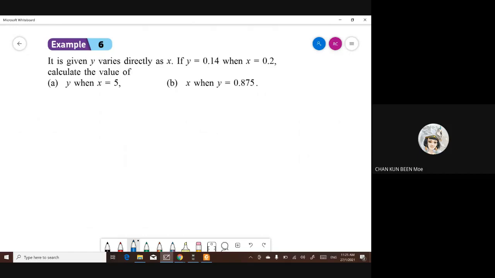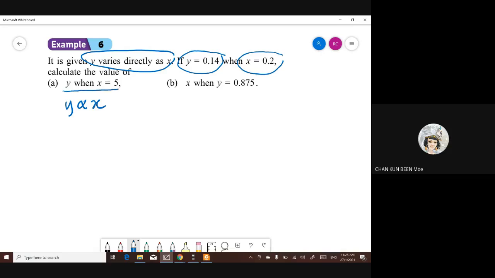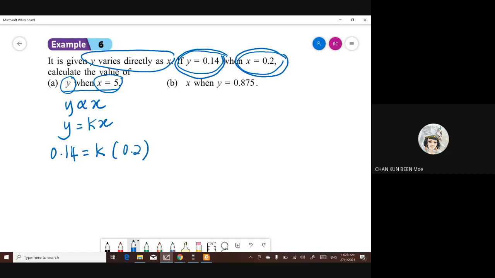It is given y varies directly as x. So straight away you can write down already y varies directly as x. If y equal to 0.14 when x equal to 0.2, calculate the value of y when x equal to 5. So now you are given a number for x. You have to find out y. Never mind, we do it slowly. Change it to the form of equation first. Y equal to kx. Hopefully you know. So you're going to substitute y equal to 0.14 in front, equal to k, and then the x is 0.2. So just put it in bracket. Okay, then you find out what is the value of k.